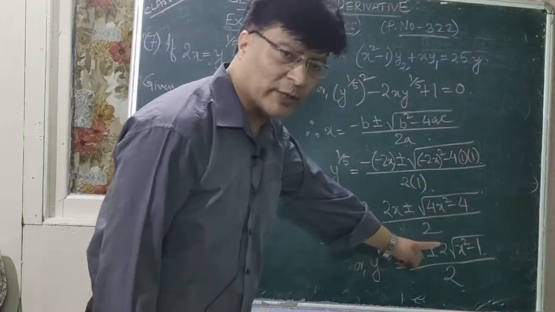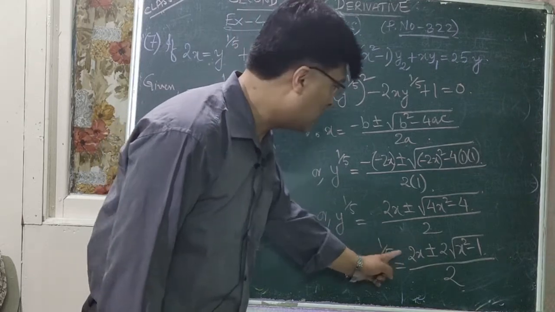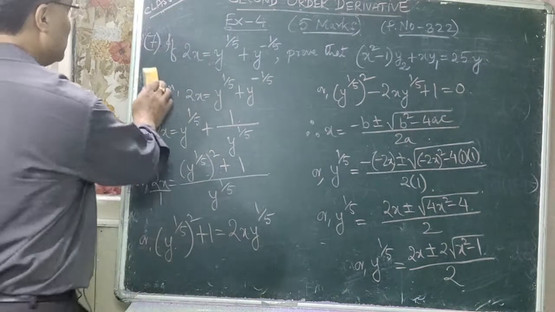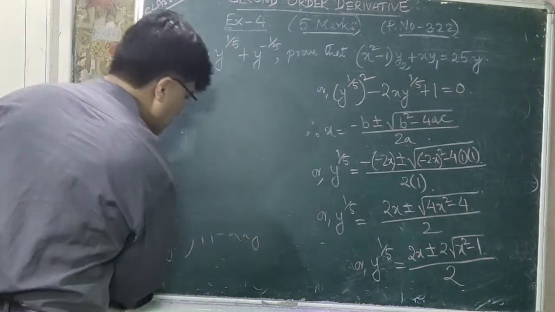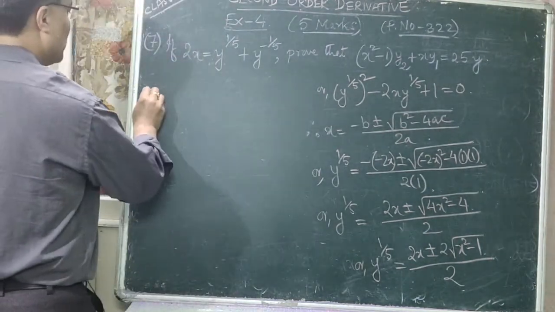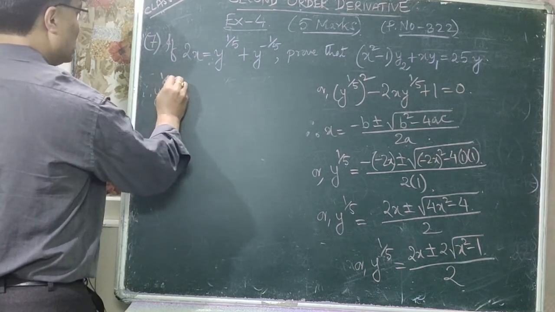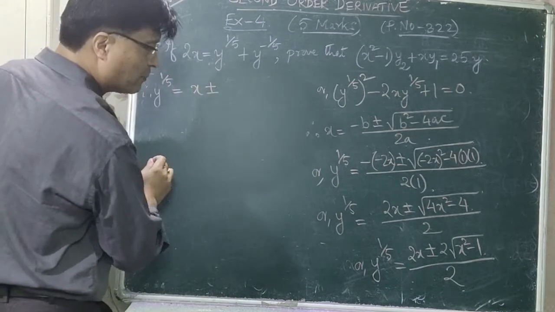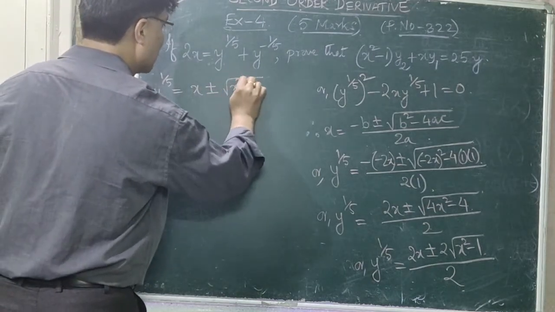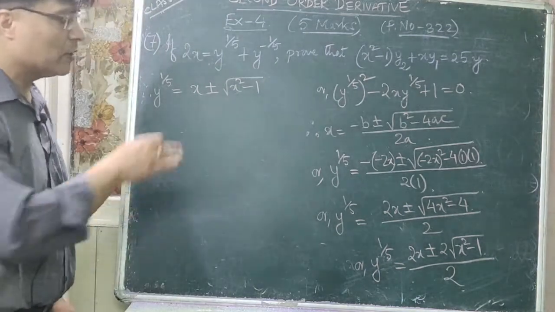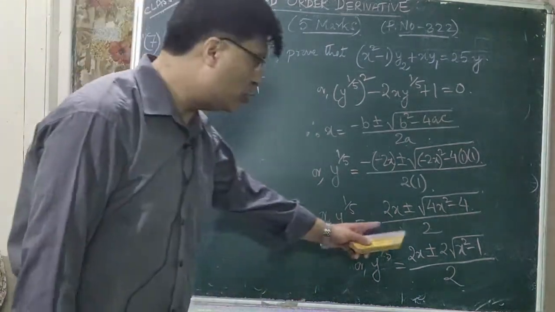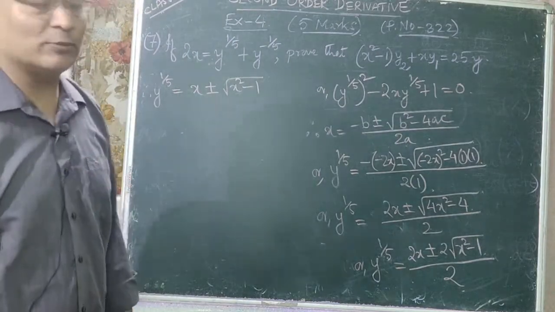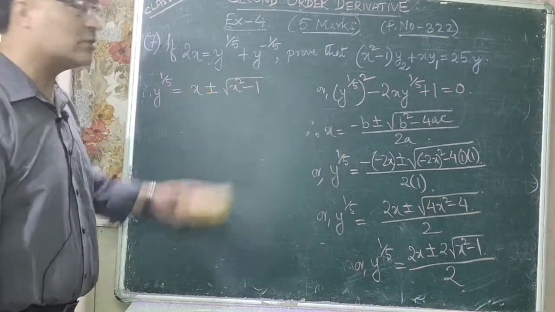So what is common in the numerator? 2 is common in the numerator, and this 2 will be cancelled from both the numerator and the denominator, right? So let us write here. So what is y to the power 1 by 5? y to the power 1 by 5 is equal to x plus minus root over x square minus 1. Is that clear? So in this case, in the numerator 2 is taken common, and 2 from both the numerator and the denominator will be cancelled, and we got this relation.